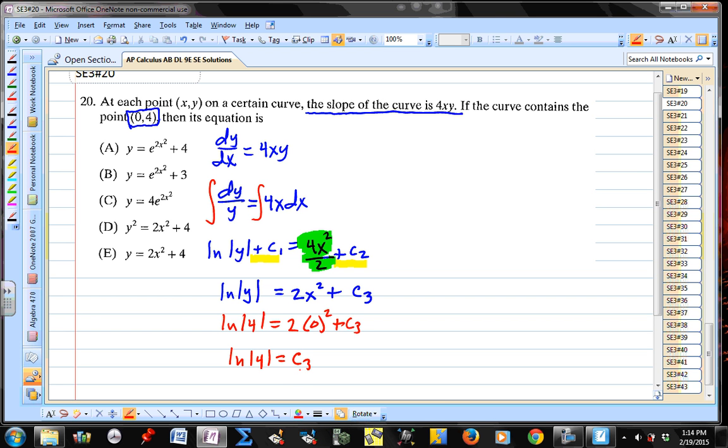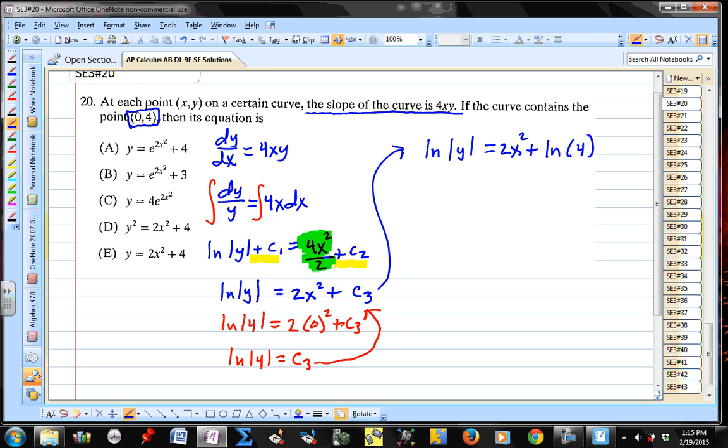Now we're going to take this and substitute natural log of 4 into our equation. As a matter of fact, we're going to move this over here so we have a little more room for scratch work. So now we've got the natural log of the absolute value of y equal to 2x squared plus, and we're replacing c3 with the natural log of 4. The absolute value bars aren't necessary now because 4 is already a positive number.